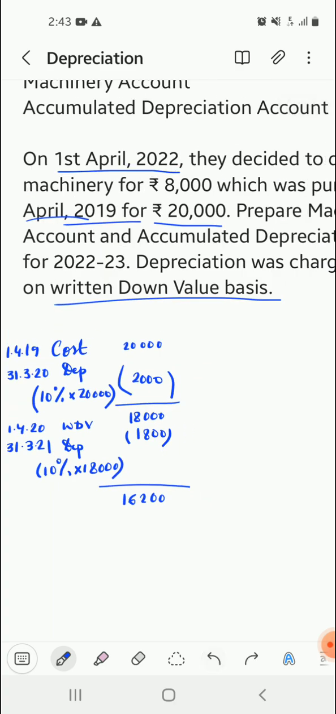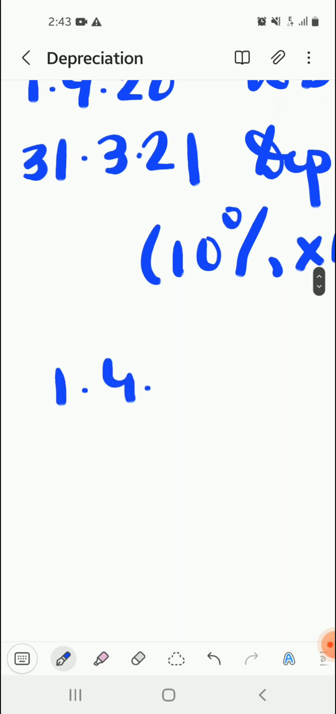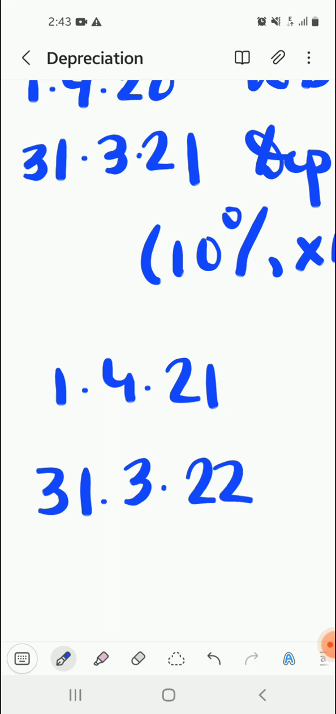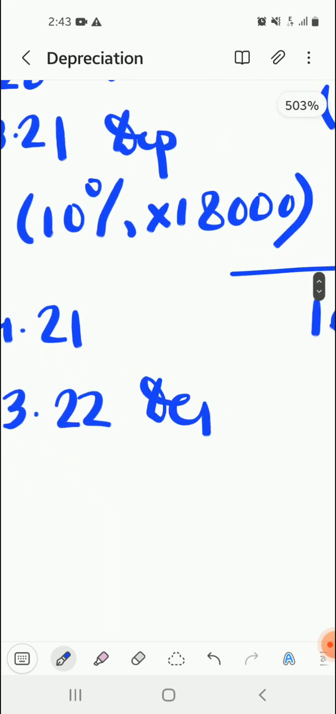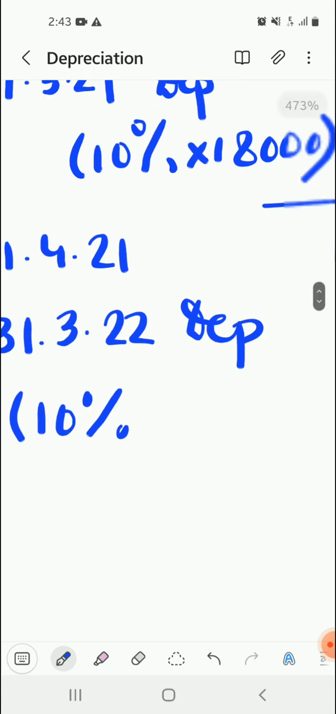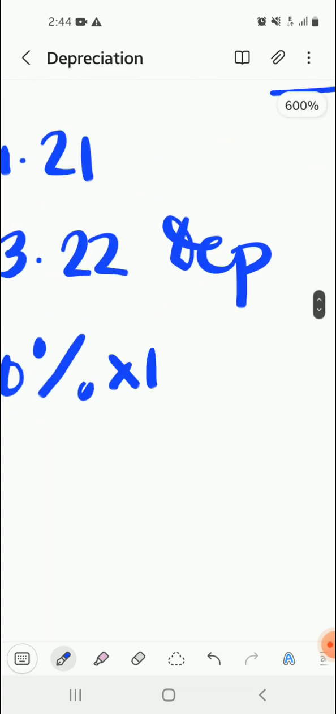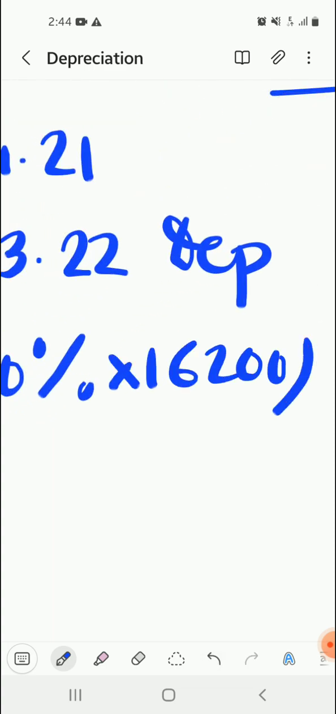Now you can see it is sold on 1st April 2022. So we are left with one more year. Now this is standing on 1st April 21. So next year, 31st March 2022. Again there will be a depreciation, and this time again 10%, but on the reduced value. So 10% off, this time it's going to be 16,200. So it is 10% of 16,200.